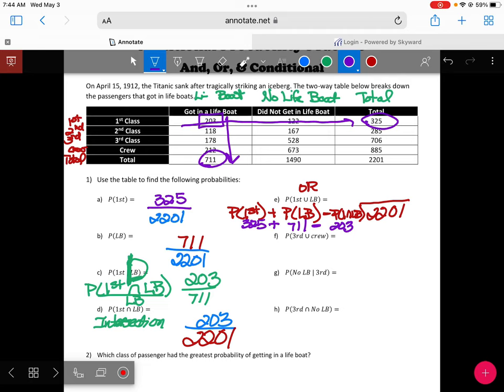Not 508. So you add the two first ones and you subtract the last one. And yes, I got 833.